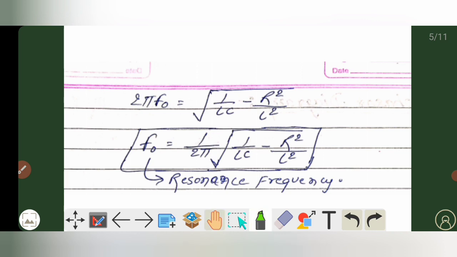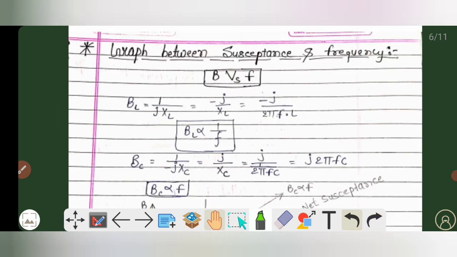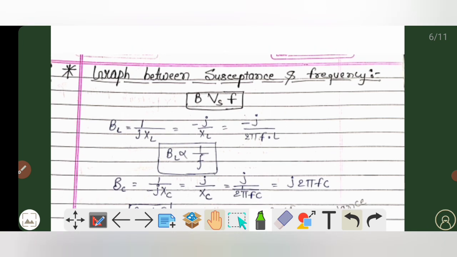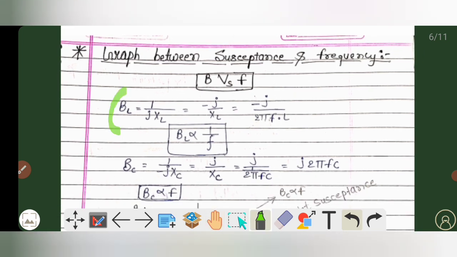Now my dear friends, if we proceed further, we will draw the graph between susceptance and frequency. Now we know that there are two types of susceptance. The first one is inductive susceptance, which is denoted by BL, and the second one is capacitive susceptance, which is denoted by BC. Now we know that BL is equal to 1 by jXL, and if we send this j to the numerator, then our equation will be minus j by XL, and if we put the value of XL, then it will be minus j by 2 pi fL.